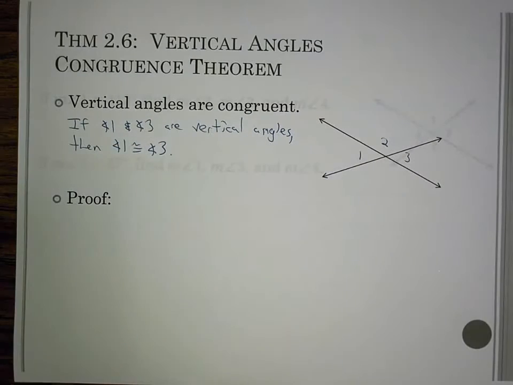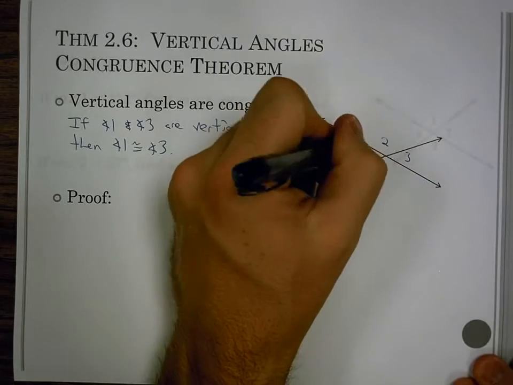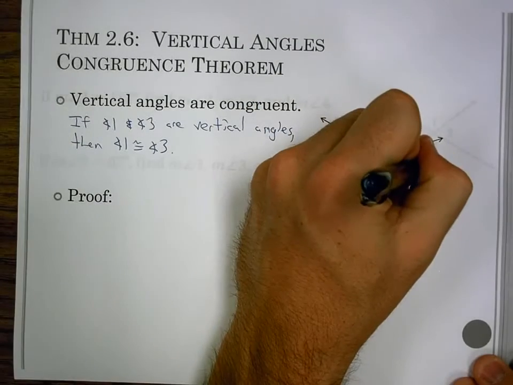Now, I've listed 2 there. 2 is not vertical to either 1 or 3. It is adjacent to both of them. It is actually a part of a linear pair for both. It's a linear pair with 1 and 2, linear pair for 2 and 3, but 2 is not involved. These are the congruent ones.